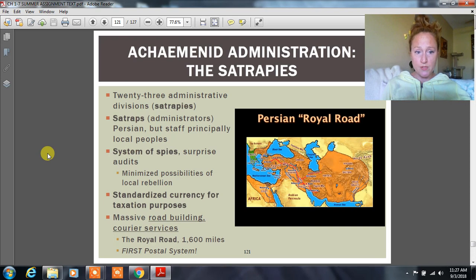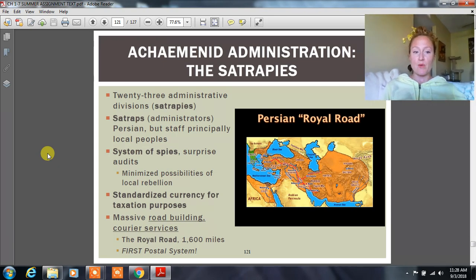Now, to ensure the satraps remained loyal to the empire, the Persian emperor also created a system of spies. And sometimes those spies would arrive in a county to conduct a surprise audit. So maybe they'd make sure that taxes were actually being collected and that all taxes were actually being turned over to the empire and not being withheld by the satraps for their own personal gain.